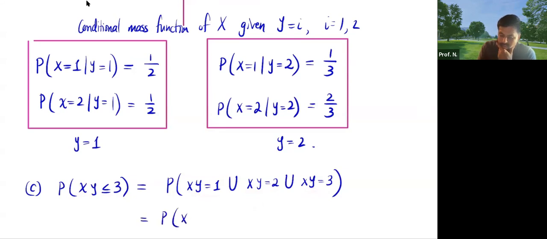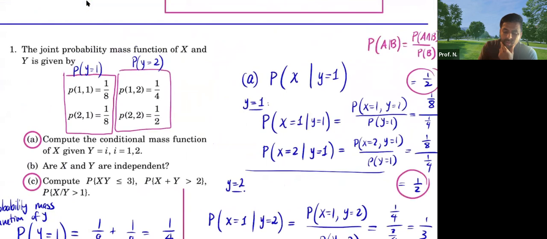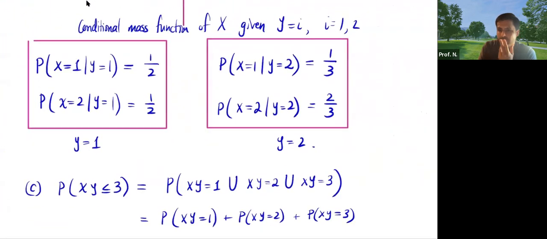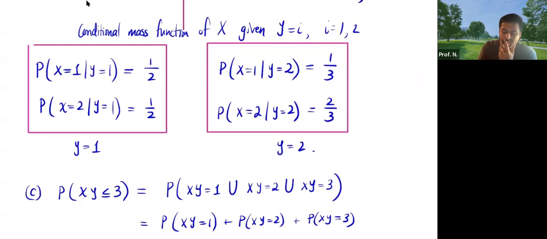The probability that xy equals 1, plus the probability that xy equals 2, plus the probability that xy equals 3. Of course, I could do xy equals 0, but there are no numbers here, 1 and 2, that multiply to 0, so I'm not considering that. And there are no combinations of 1 and 2 that multiply to give 3, so that probability is also 0.